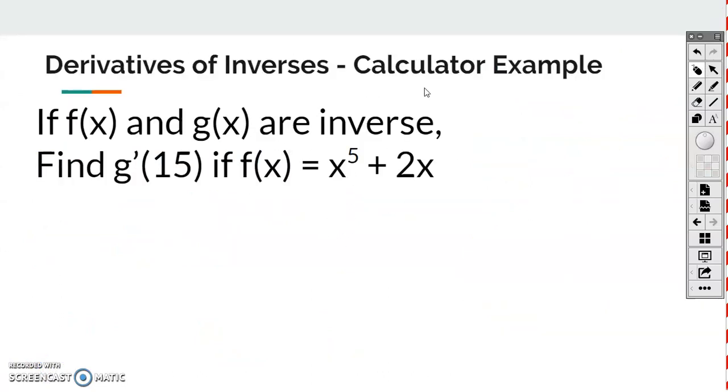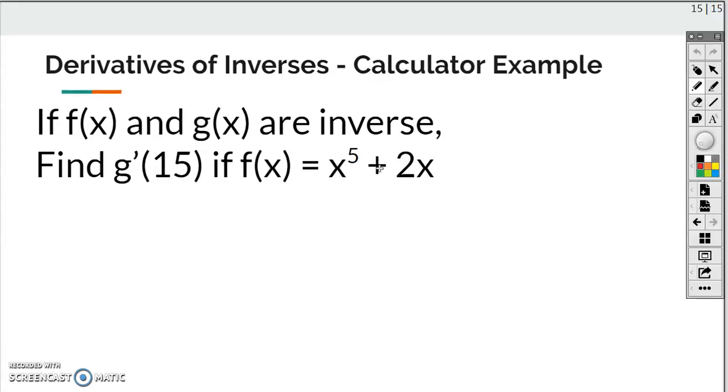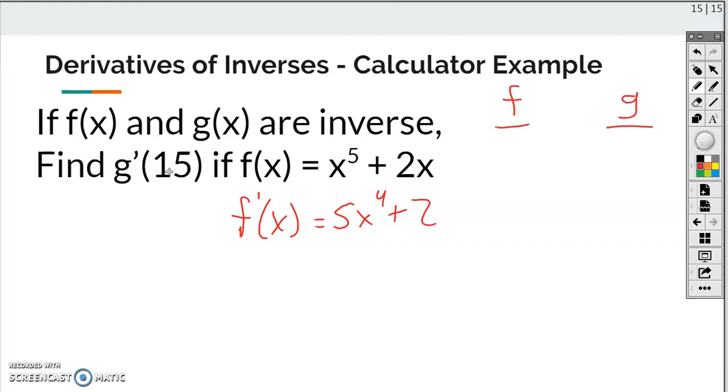You might also need to use a calculator to solve one of these problems. Everything works exactly the same, so you're going to want to find the derivative of f. F prime in this case would be 5x to the 4th plus 2. You're going to want to find a point on f and g so that you can figure out what g of 15 is. So there's some point on g that's 15 comma something that's going to match with a point that's something comma 15. So whatever this is going to match this.